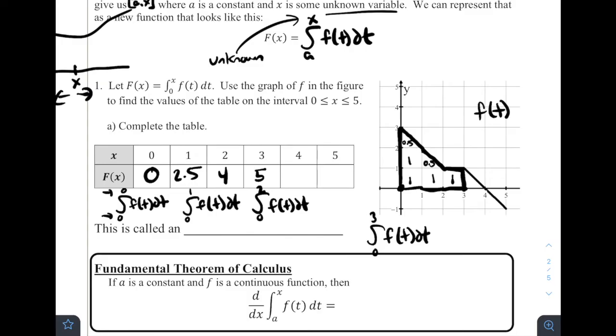What about 4? Okay, well, that's going to be from 0 to 4 of f of t dt. And that's going to have us add in this little triangle right here, which has half a unit of area. So that brings us to 5.5. And then if we go all the way to x equals 5 right here, that's going to be the integral from 0 to 5 of f of t dt. That's the area under the curve of f of t between x equals 0 and x equals 5.